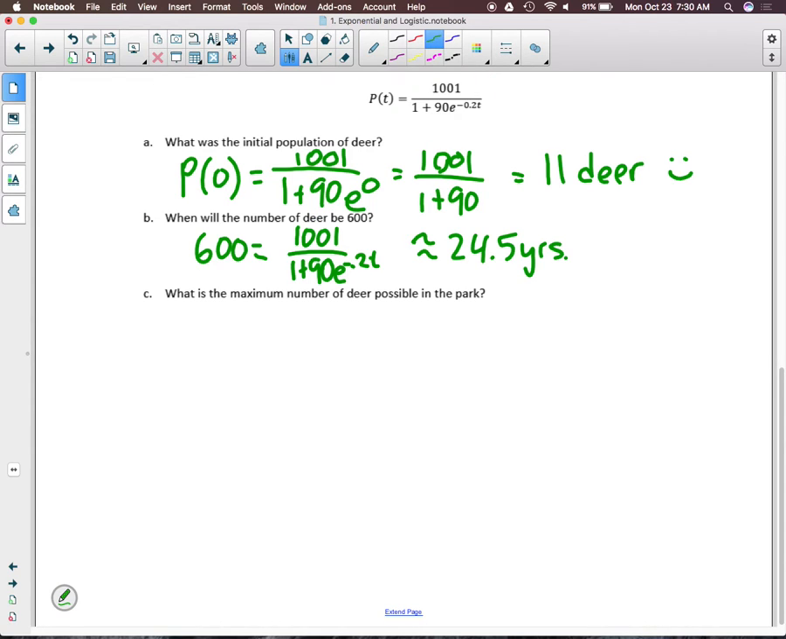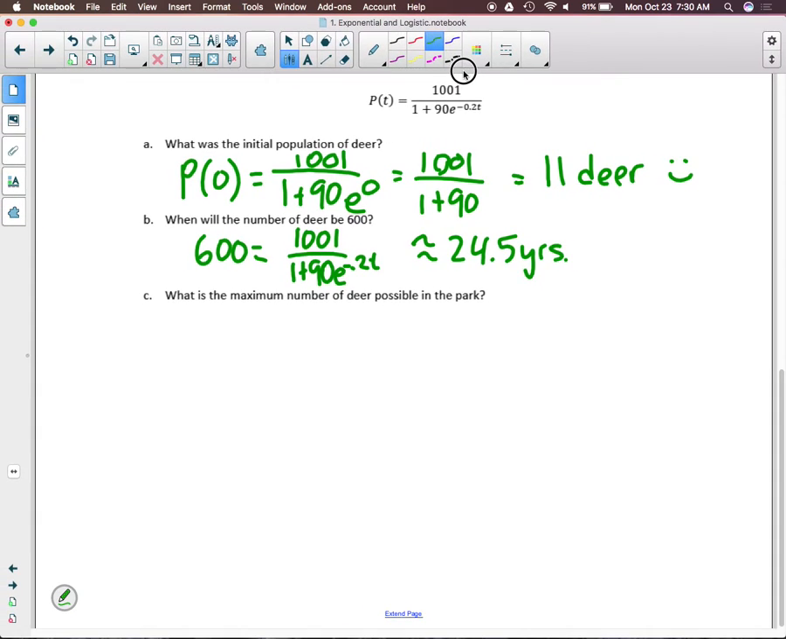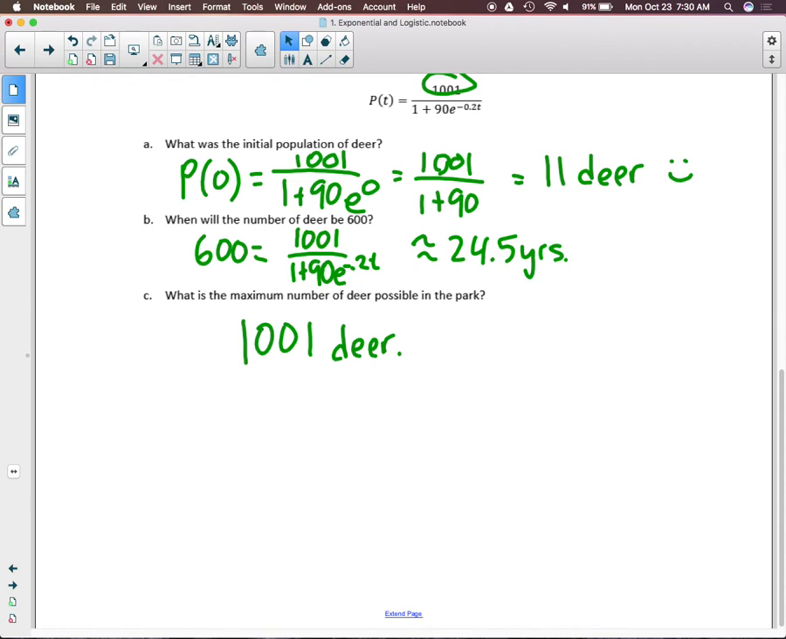All right. Now this last question is actually really easy to do. What is the maximum number of deer population that's possible in this park? That's this. Ooh, as I move the entire thing, I don't know how I managed to do that. That's that number right there that I just half crossed out. The maximum number of deer, according to this model, is the top number, 1001. No math required. Done.